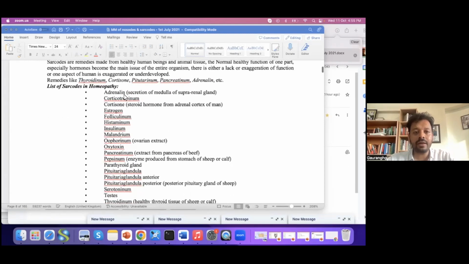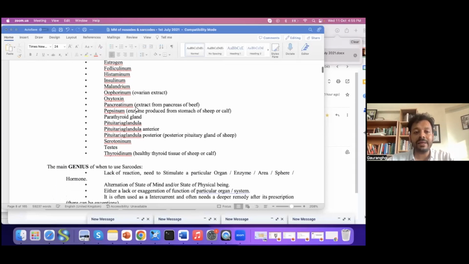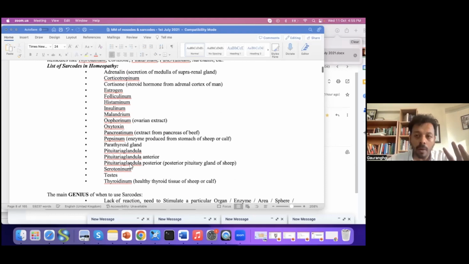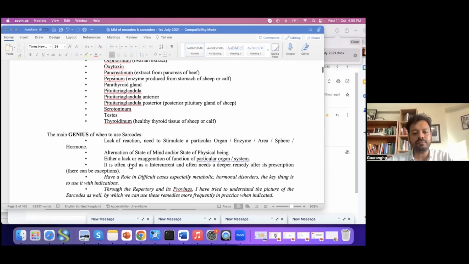Remedies from adrenaline, cortisone, estrogen, folliculinum, histaminum, insulinum, euphorhinum, pancreatinum, pepsinum, parathyroid gland, pituitary, testes, thyroidinum. So these are some of the commonest sarcodes that we use.